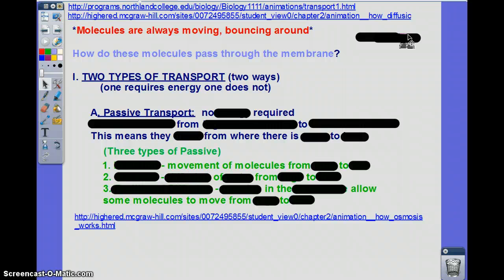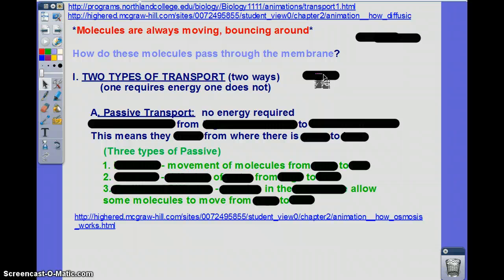One is called passive. What do you think that means? Passive. No energy required. There's no energy required at all. It's like a natural flow. Think of passive transport like if you're in the ocean and the waves are moving, what direction do they move?